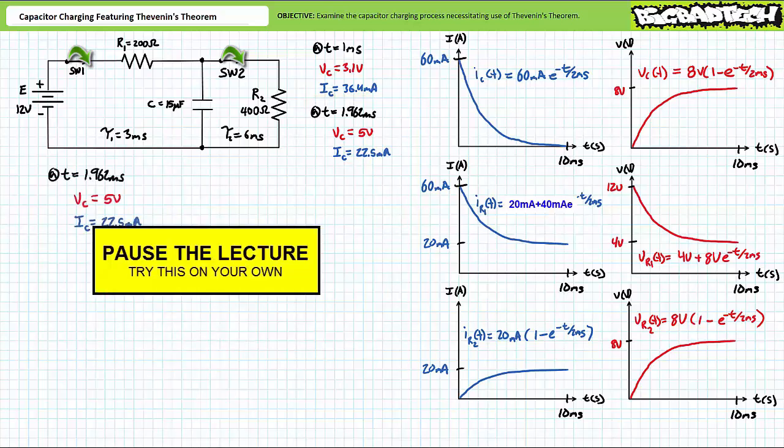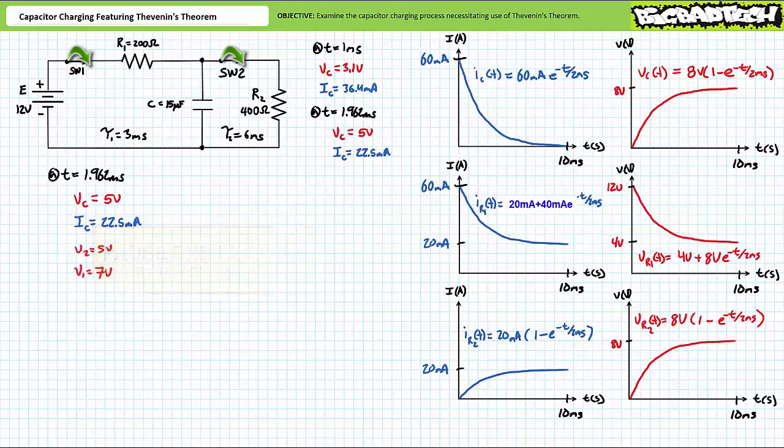If you're tracking, you should have obtained the following data. At t equals 1.962 milliseconds, Vc equals 5 volts, as does V2 because they are in parallel with one another. This means the remaining 12 volts minus 5 volts, or 7 volts, must appear across R1. An application of Ohm's law demonstrates that R1 experiences 35 milliamperes of current at t equals 1.962 milliseconds.